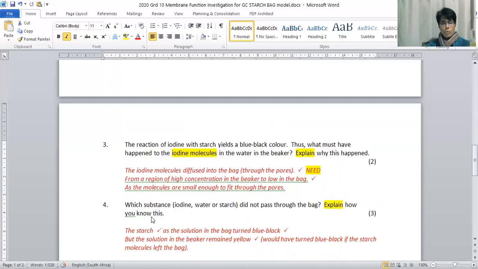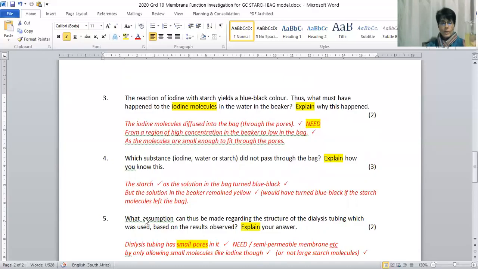Number four. Which substance, iodine, water, or starch, did not pass through the bag? Explain how you know this. The starch, because the solution in the bag turns blue-black, not the iodine solution. If the starch molecules moved out of the bag into the iodine solution in the beaker, then the outside iodine solution would have turned blue-black. And that's what we didn't have.